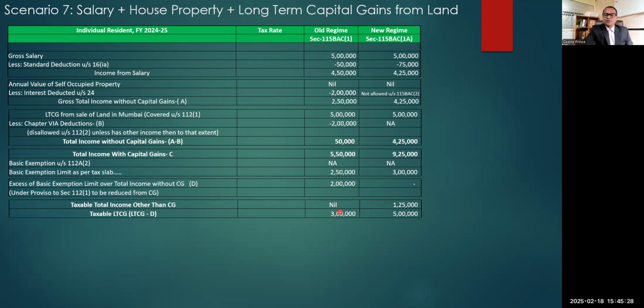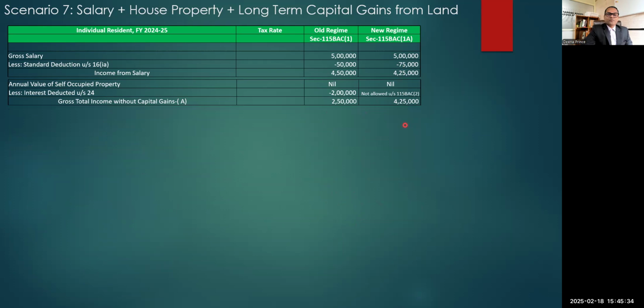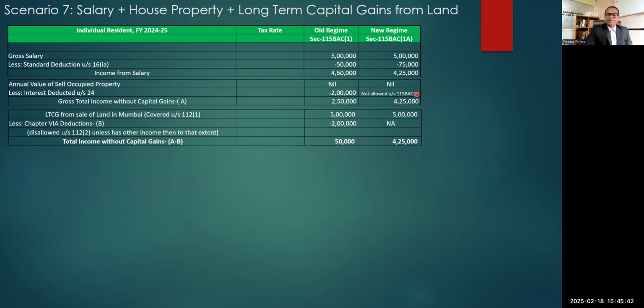Now let us see in case of new tax regime. We did it till here. 4,25,000 is the gross total income without capital gains. You have capital gains of 5 lakh. Is chapter 6A deduction allowed? No, it is not allowed. We all know because it is new regime. 115BAC subsection 2 doesn't allow it.